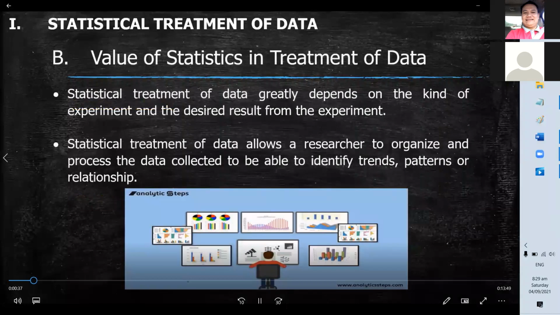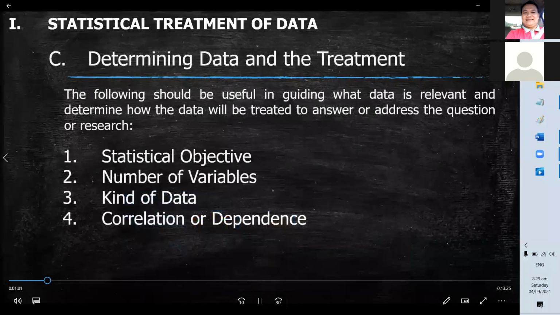So what is the value of statistics and treatment of data? Statistical treatment of data greatly depends on the kind of experiment and the desired result from the experiment. It allows a researcher to organize and process the data collected to be able to identify trends, patterns, or relationships. So how are we going to determine the data and the treatment we use?